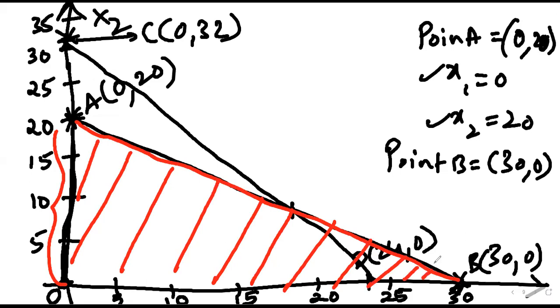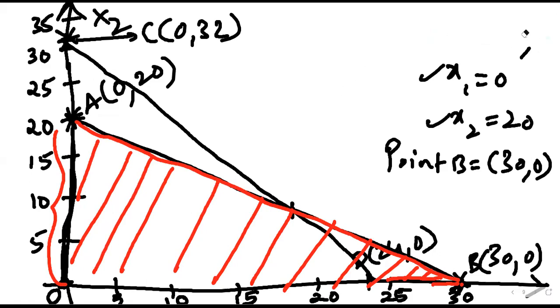Have you understood this? Why am I shading this part? Because 0 to 20 is the required area for x2, and 0 to 30 is the required area for x1. Has everyone understood why I have shaded that particular area? Yes, sir.